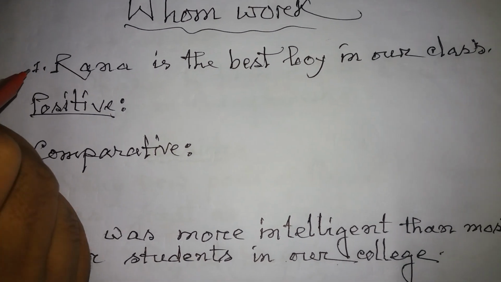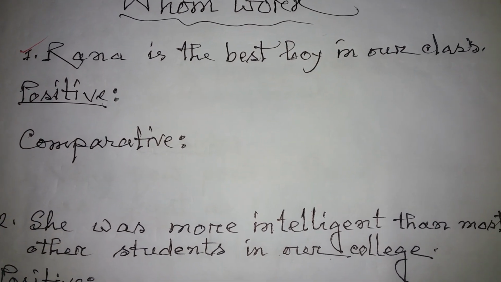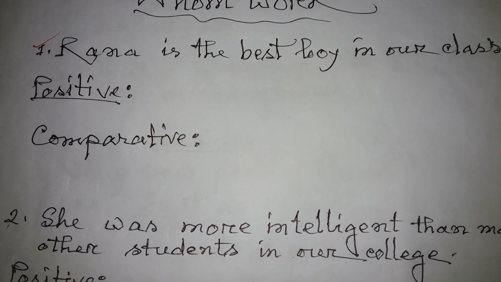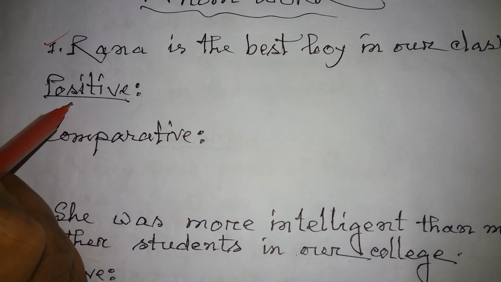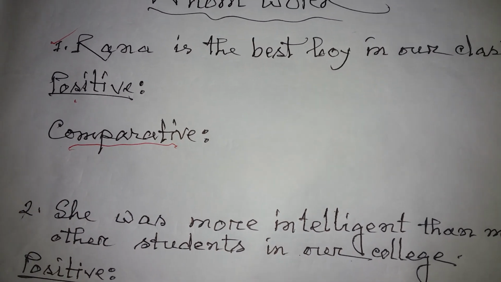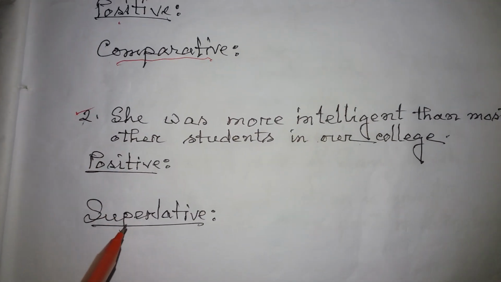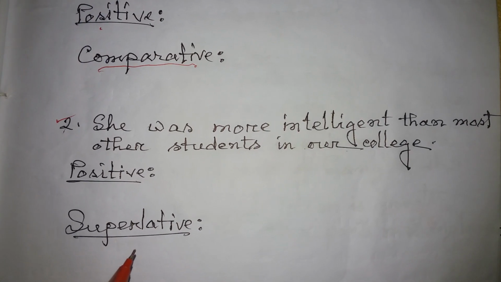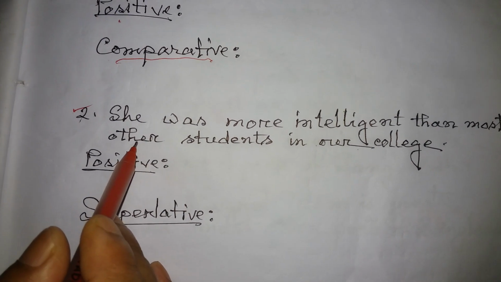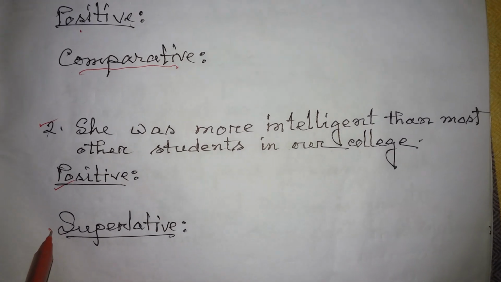In sentence number one, Rana is the best boy in our class. It will turn into positive and comparative degree. And number two sentence, she was more intelligent than most other students in our college. It will be turned into positive degree and superlative degree.